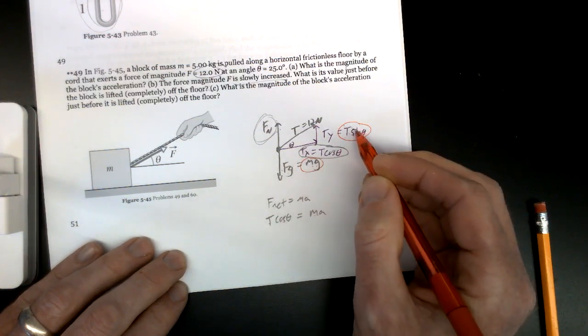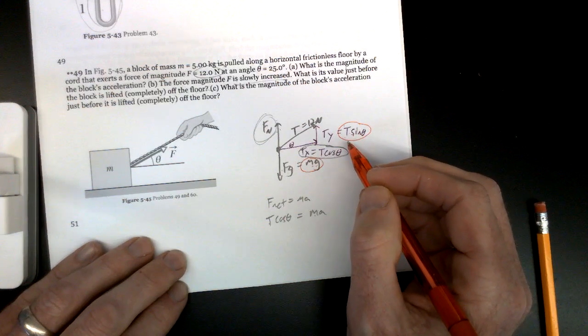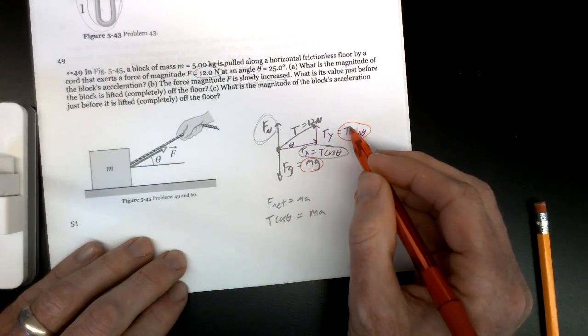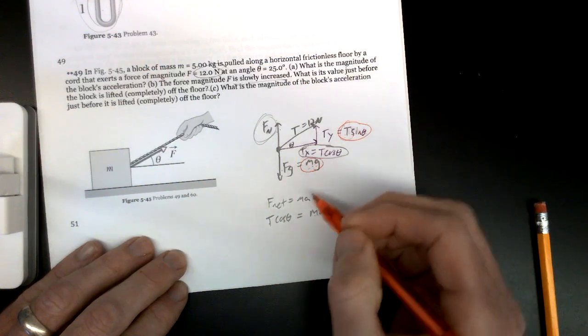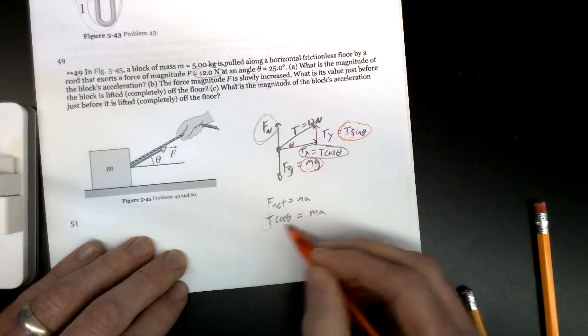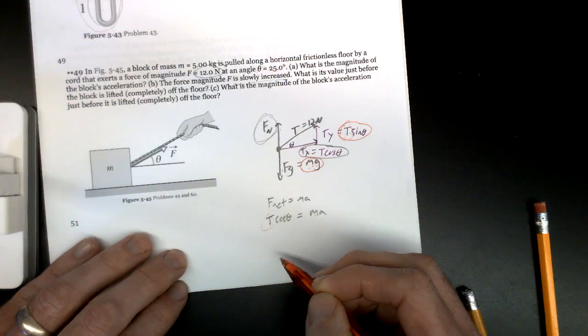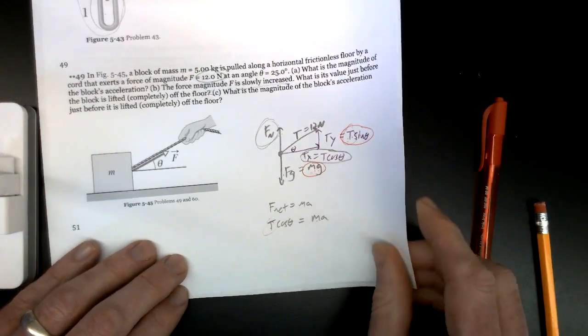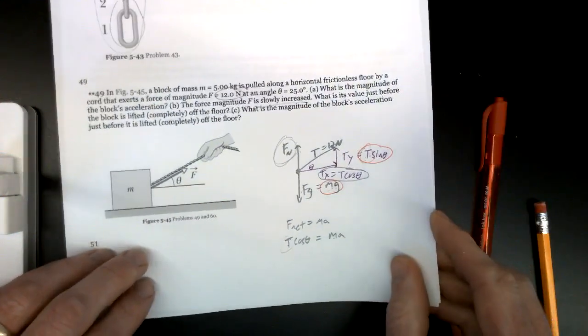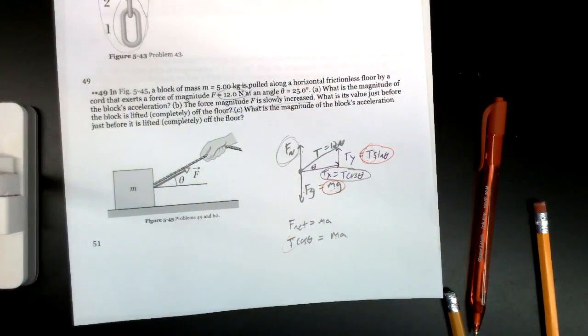So then I just have to, this will actually take a little bit of work to figure this out. Once I figure out what T is, then I have to go back and put a different T in here, and then I can figure out what this acceleration is when the block gets completely lifted off the floor. So got a little bit of work to do for that one, but I think you can figure it out. So let's stop here, and I'll make one more video for the rest of the problems.